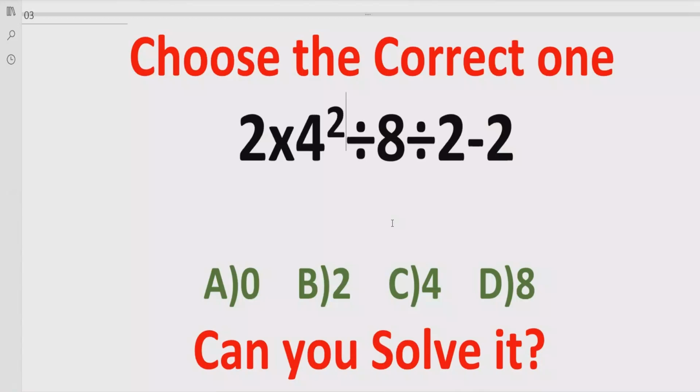Today we will solve another quiz which is related to arithmetic expression. The quiz contains the basic operations: addition, subtraction, multiplication and division. So we have to solve this quiz using the PEMDAS and BODMAS method and find out the correct answer. In the answer list we have four answers. A is 0, B is 2, C is 4 and D is 8. So let's see after solving it which answer is correct.